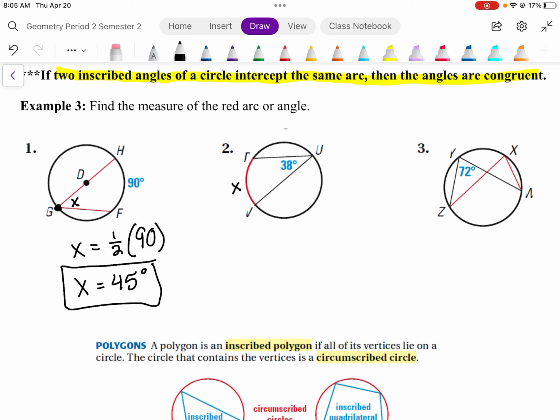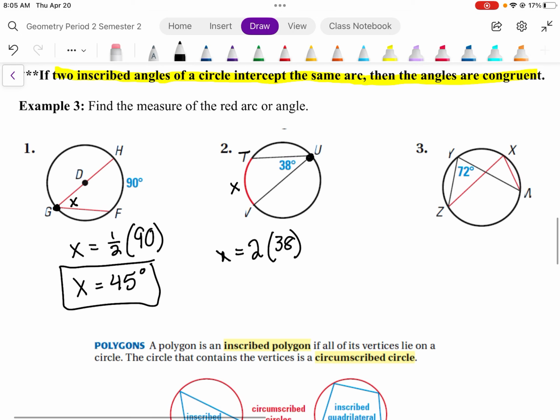Then for number 2, we are looking for the arc measure. The arc is cut off by an inscribed angle. So we can say that the arc is equal to 2 times the measure of the angle, or 38. And that's going to give us 76 degrees.